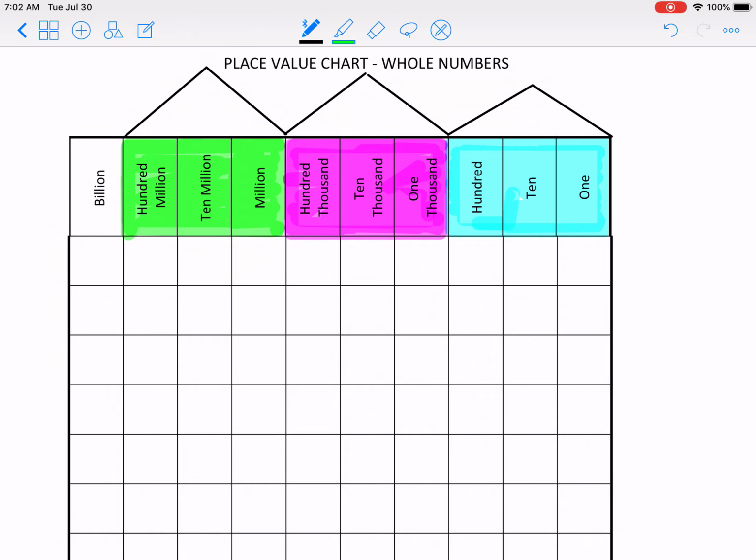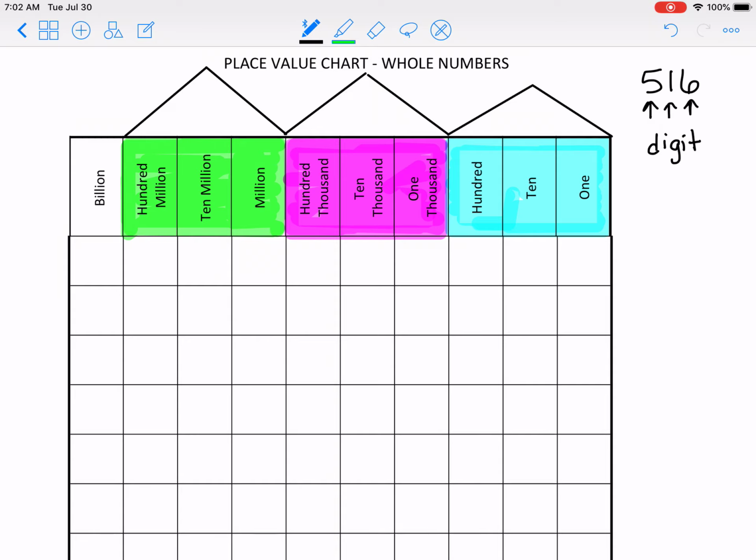Because within each number, we have digits. So let's look at the number 516. In the number 516, we have 3 digits. We have a 5, 1, and a 6. Each of those numbers within this big number, 516, is referred to as a digit.